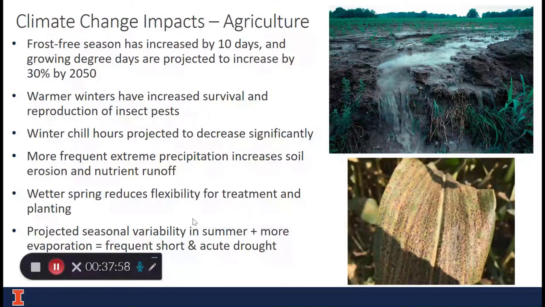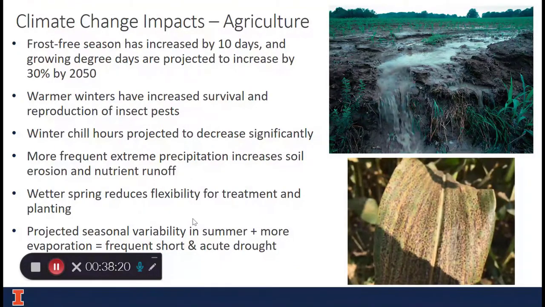For specialty crops, peaches, apples, blackberries, strawberries, the amount of winter chill hours that we accumulate during the wintertime is very important, and that is projected to decrease significantly. Now, that can be beneficial in some parts of the state, but it can be detrimental to our specialty crops in the southern parts of the state especially.